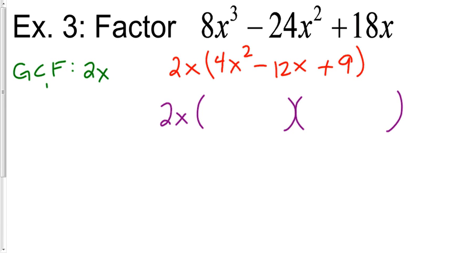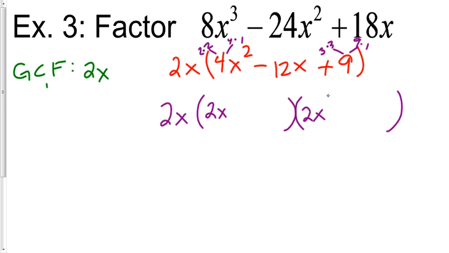Now I've got some options for the 4 here. I could either use 2 times 2, or I could use 4 times 1. And my options for the 9 is either going to be 3 and 3, or 9 and 1. So I'm going to start by using 2 times 2 to make this first term here. 2x times 2x gives me 4x squared.